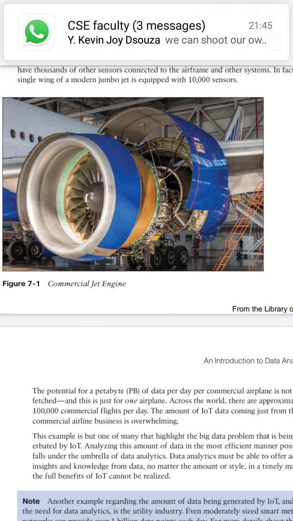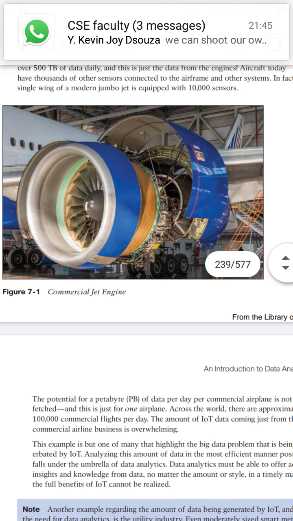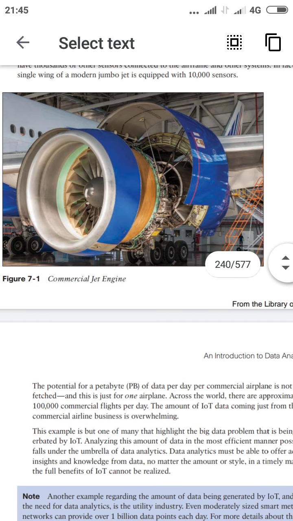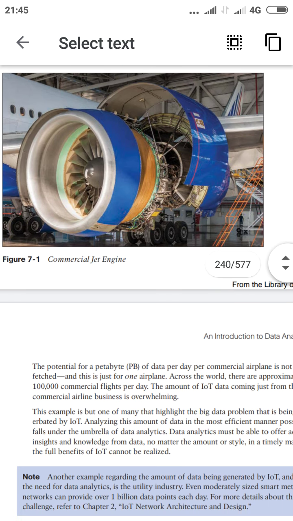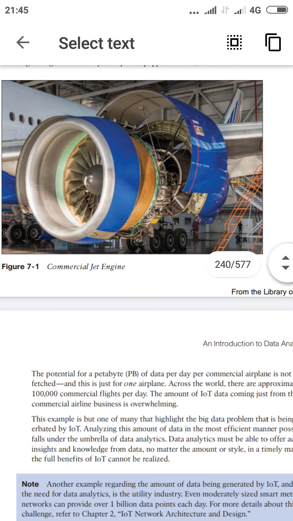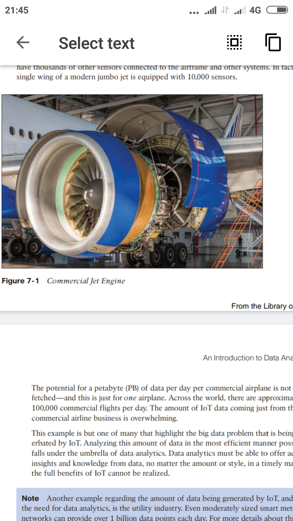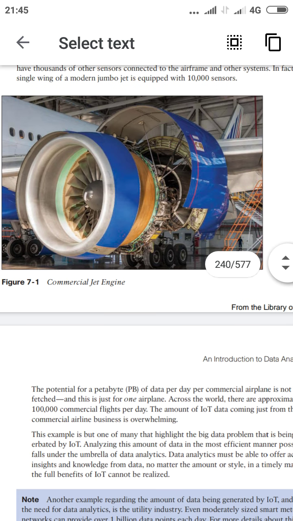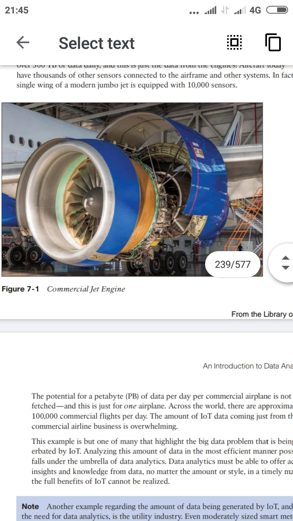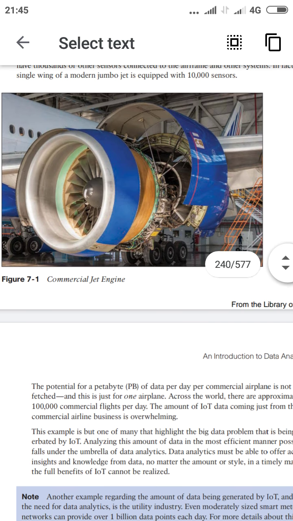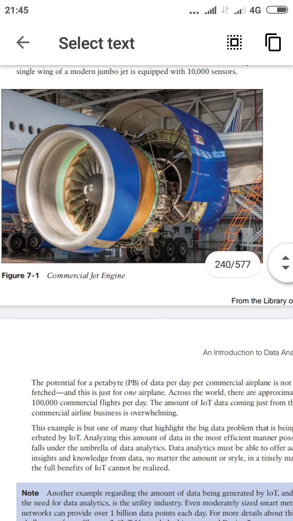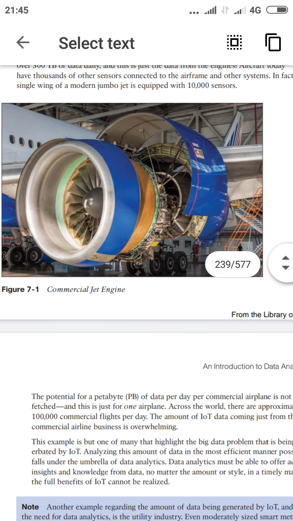Modern jet engines are fitted with thousands of sensors that generate up to 10 GB of data per second. The below diagram shows a modern jet engine equipped with around 5000 sensors. The commercial jet engine shown has more than 500,000 sensors. Therefore, a twin-engine commercial aircraft with this engine operating on average 8 hours a day will generate over 500 terabytes of data daily. And this is just the data from the engine. Aircraft today have thousands of other sensors connected to the airframe and other systems.